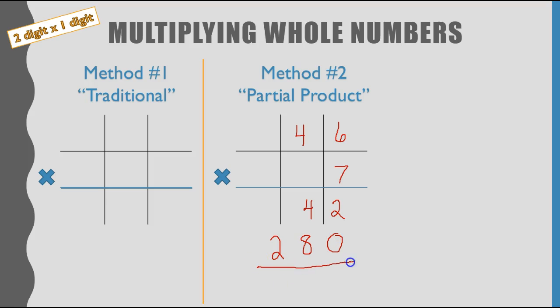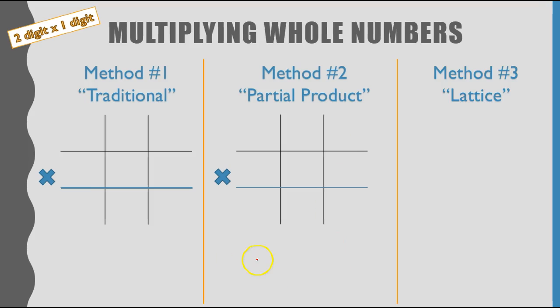And now I'm going to add those. 2. 8 plus 4 is 12. And I got the same exact answer, 322. The last method I want to show you is called the lattice method.